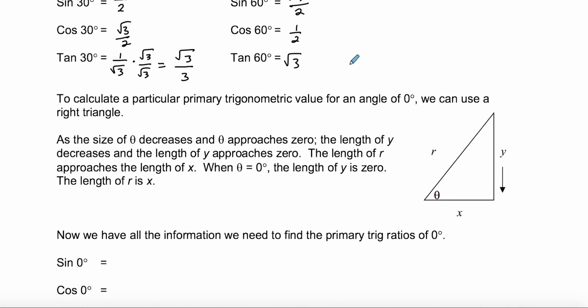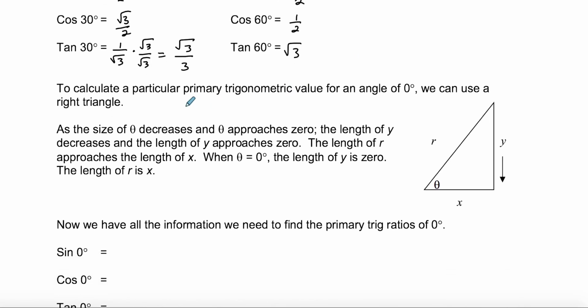Okay, and then there's a couple of different things to think about. You're going to have to use your imagination to calculate a particular primary trigonometric value for an angle of 0. And I know you're probably thinking, well, if it's 0 degrees, how could it be an angle? But it's something that we have to imagine.